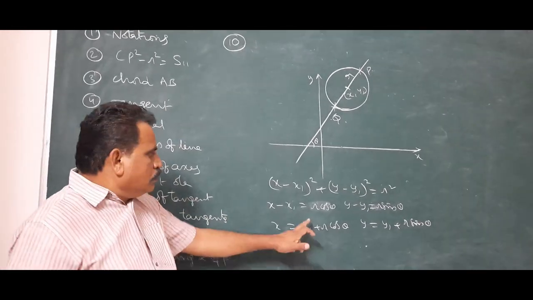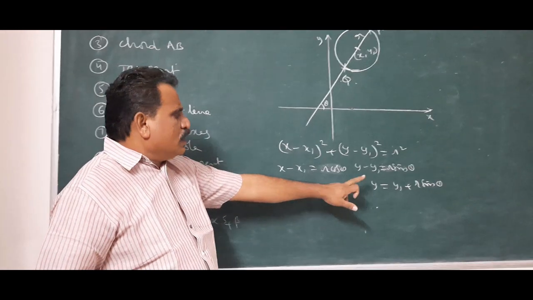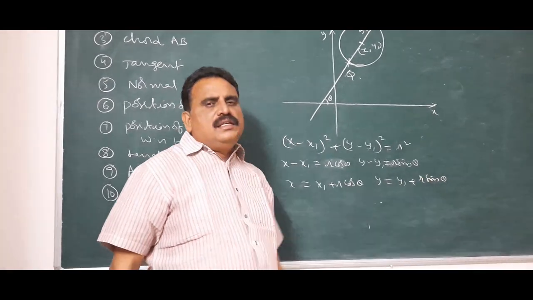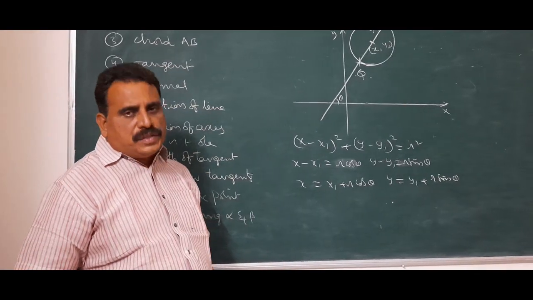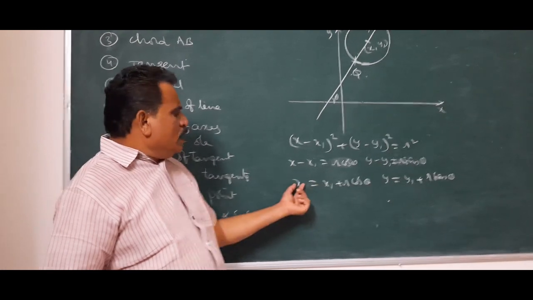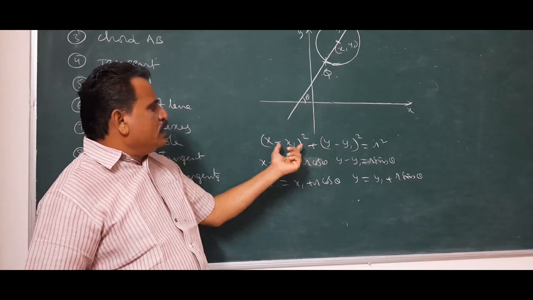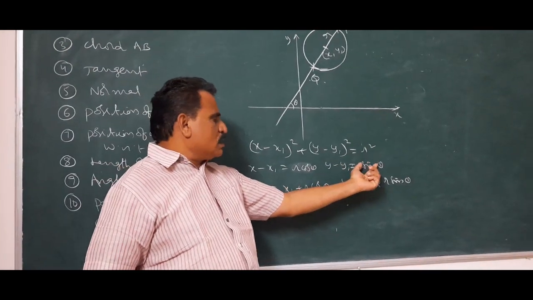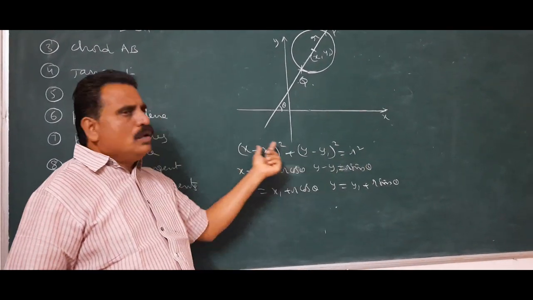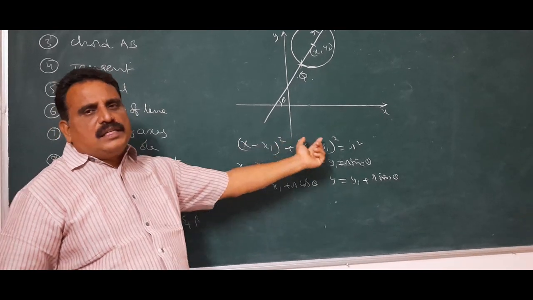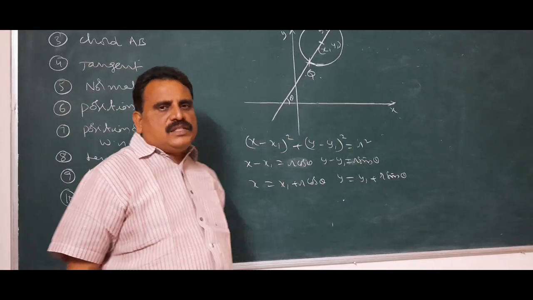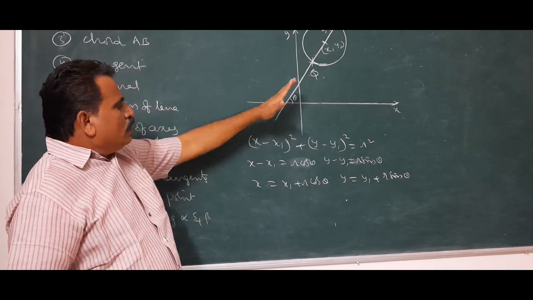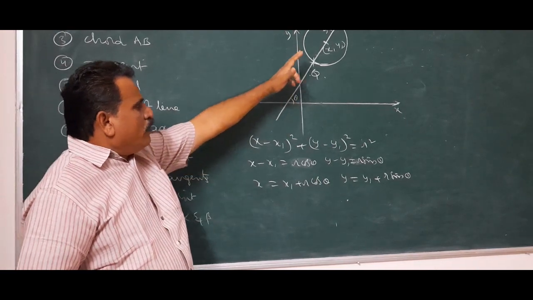Look here. x1 plus r cos theta and y1 plus r sin theta are called the parametric equations of the circle. These two equations satisfy this circle. X minus x1 equals r cos theta, y minus y1 equals r sin theta. If you substitute these two, r square into cos square theta plus sin square theta equals r square. That satisfies.